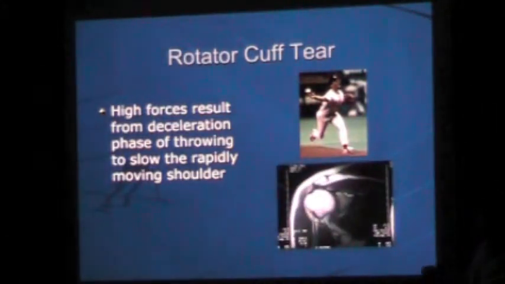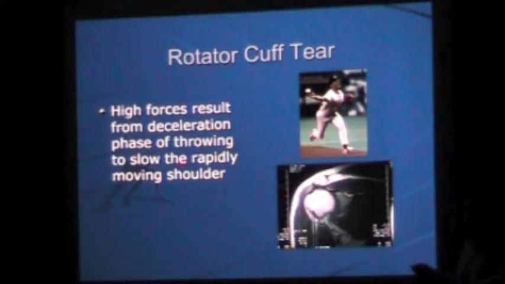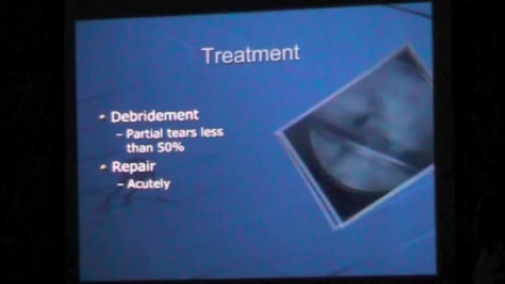Rotator cuffs. Rotator cuff injuries usually result from high forces. Like Adam had mentioned before, it's always during the deceleration phase of throwing. I think he mentioned the biceps getting injured with that, but also the supraspinatus and rotator cuff tendon. That's when it's going to be more prone to injury, during that phase of throwing.